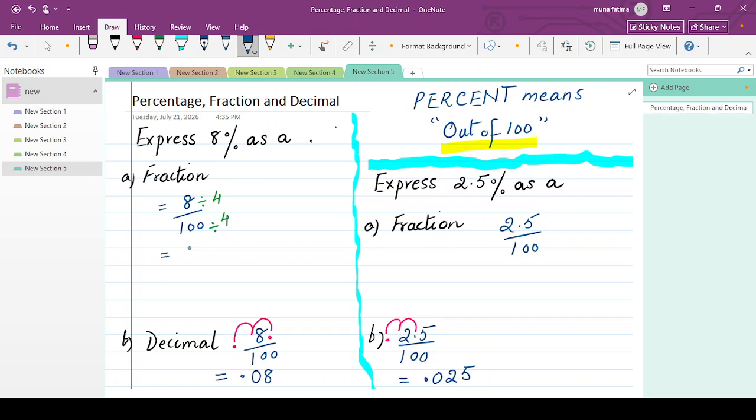4, 2 times is 8, and 4, 25 times is 100. Because 2 and 25 are not divisible by any common factor, so we have reached our answer. This is done. On the other side, over here, we have 2.5 divided by 100. Now, this decimal is painful to deal with, so it is a good idea to remove it. How we can remove it? We can just multiply this by 10 because the 10 will make the decimal go away, and we also have to write 10 over here.